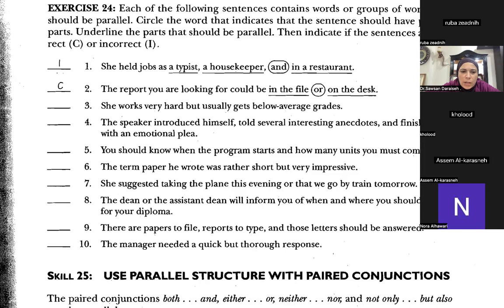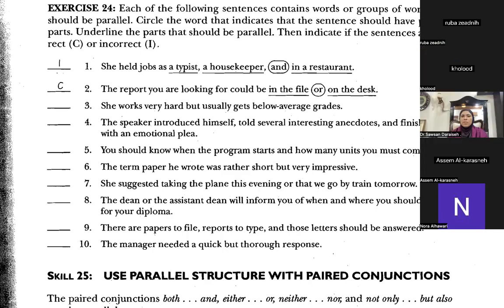You're welcome. Do you want to do another one, Dr. Ruba? How about you do another sentence before we stop for a break? Which sentence would you like to work on? The speaker introduced himself, told several interesting anecdotes, and finishing with an emotional plea. Anecdotes are like small stories. So what's the problem? I think no problem. The speaker introduced, told several interesting, and finishing.